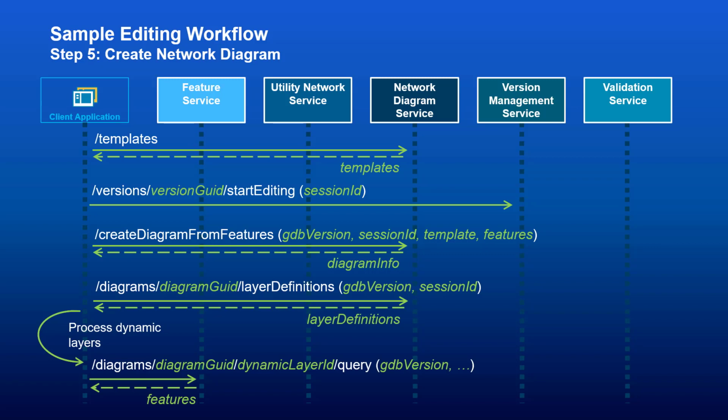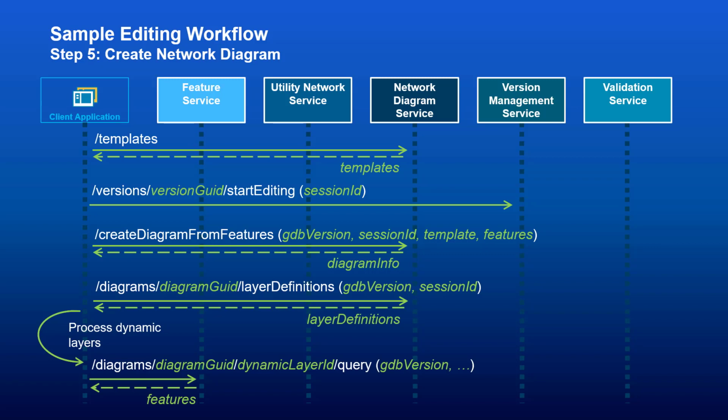So what you will use for those features that you will pass in to create the diagram would be normally the ones that you got back from that trace that you did earlier. So this is why trace might be important. So if you changed a whole section of the network and this is what you want to create a diagram off of, then you will use those features and send them to the network diagram service using the create diagram from features operation. Still same recipe, you pass in the version, the session ID, which template you want to use, and the list of features that you want to basically create a diagram for.